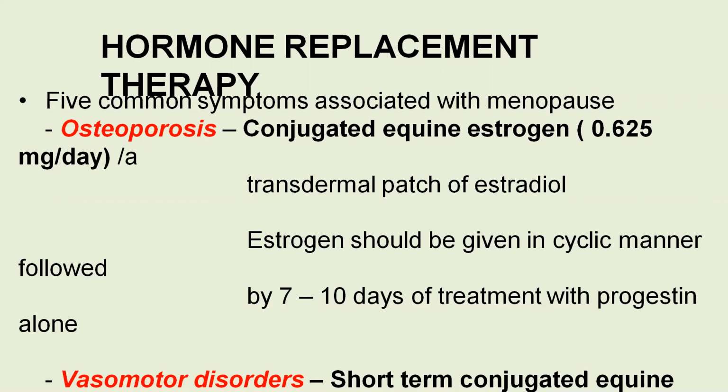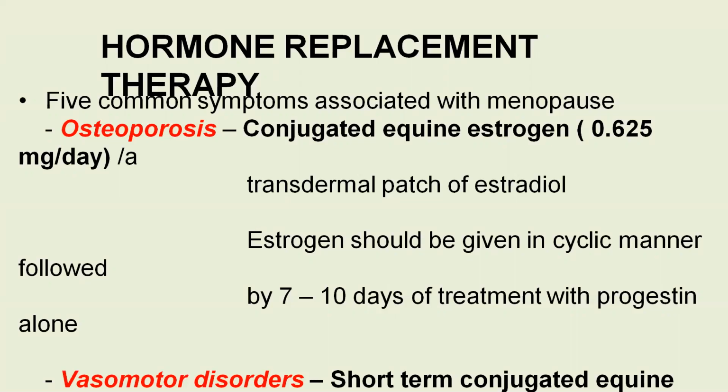This is because if the uterus is intact in the patient, estrogen may result in endometrial carcinoma because it causes proliferation of the endometrium. So it is better to give it in a cyclic manner along with progestin. But if a hysterectomy has already been done in the patient, then estrogen can be given alone.